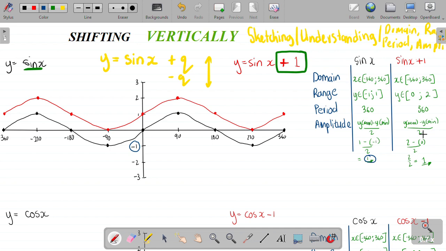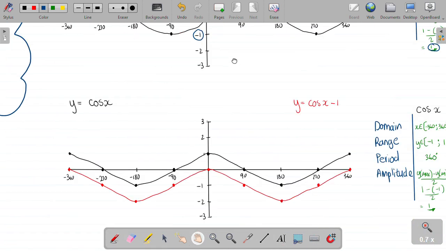Same thing over here, guys. So maximum value is 2, minimum value is 0, so 2 minus 0 gives me 2. 2 divided by 2 is 1, and that's how I get 1. So there are 2 ways of doing it. I hope that's helpful. Right, so that brings me to the end of how we understand the vertically shifted sine graph. And next video I'm going to be looking at the cosine graph.